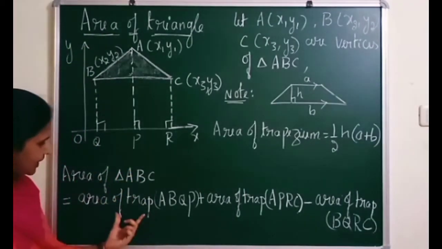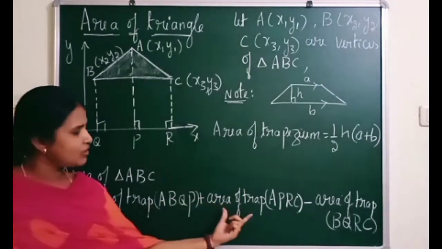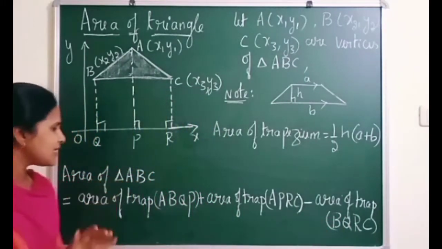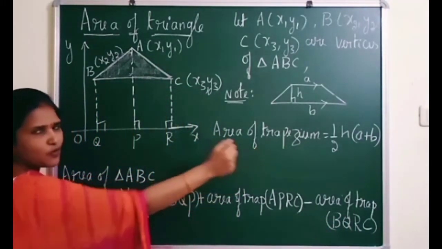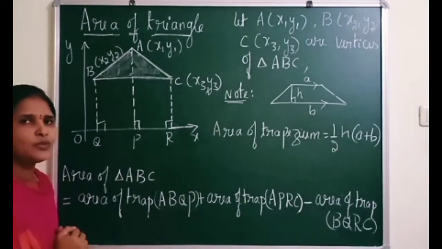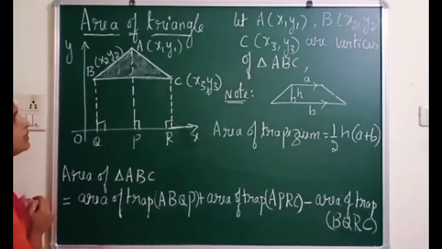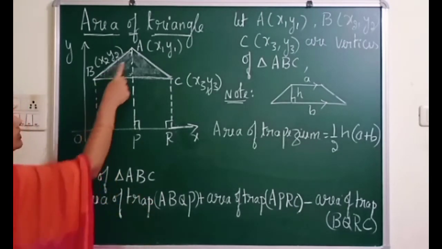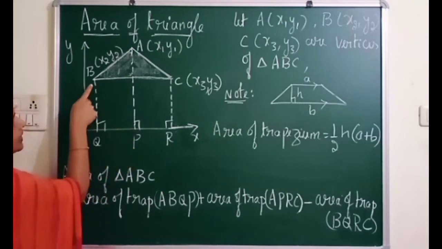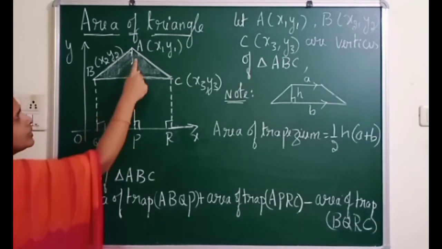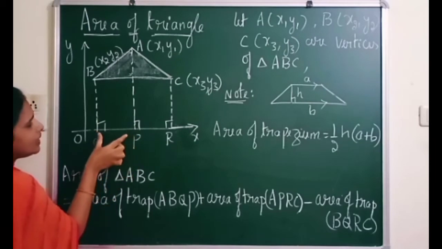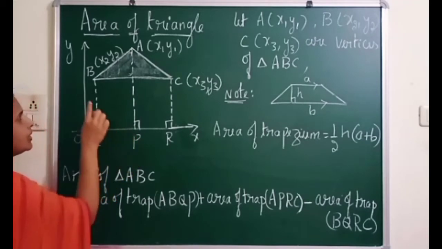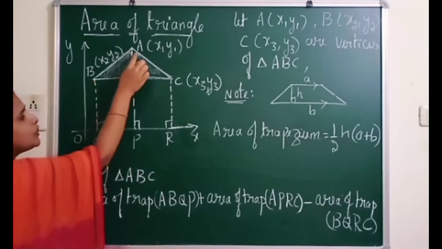Now we have to apply area of trapezium ABQP, area of trapezium APRC and area of trapezium BQRC. First let me try to understand this formula. Area of trapezium is what? Half into h into (a plus b). So in trapezium ABQP, try to understand what are a and b and what is h. In area of trapezium ABQP, what is a? a is BQ, b is AP and the height is QP. So it becomes half into h, which is QP, into, in the bracket, BQ plus AP.